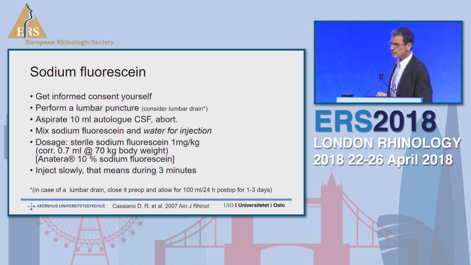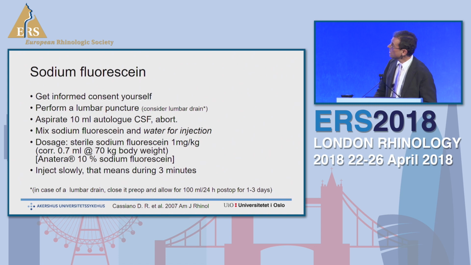You aspirate about 10 mils of CSF, you abort it, and then you use water for injection. There's a very nice study from Brazil from 2007, and they found out when you mix sodium fluorescein in water for injection, the distribution in the CSF space is much faster. So you can do it the same morning. It's very, very nice. Earlier, when you mix it in your own CSF, what we have done many times, then we had to do it either the evening before or many hours before surgery, and then position the patient in different positions and so on.